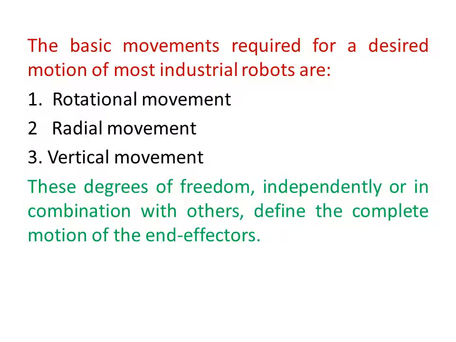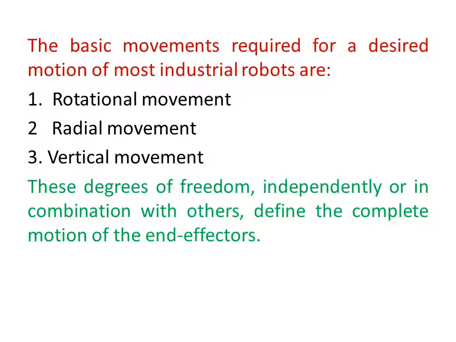Let us talk about the basic movements required for a desired motion of most industrial robots: rotational movement, radial movement, and vertical movement. These are the basic movements required for most industrial robots. Rotational movement enables the robot to place its arm in any direction on a horizontal plane.